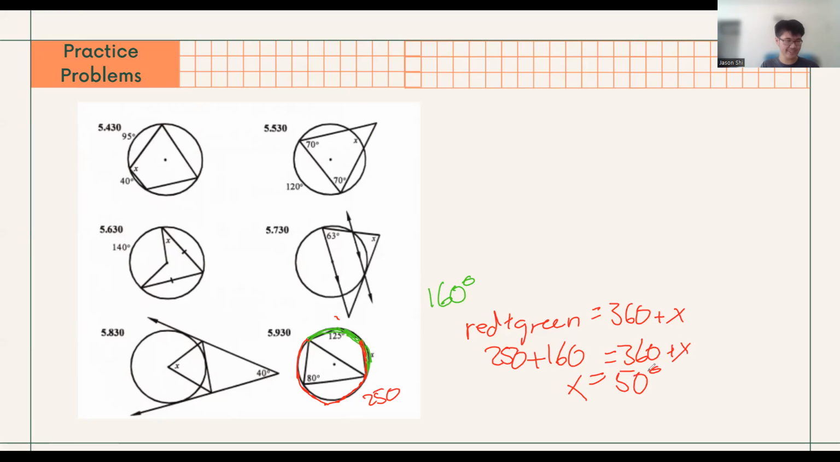So this question was actually pretty hard, so don't feel bad if you didn't get it. We overcounted X, so we had to add it back in again. So yeah.